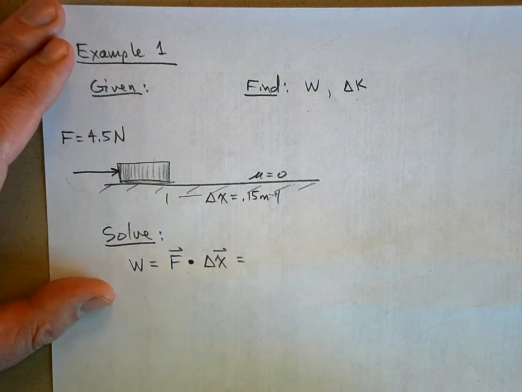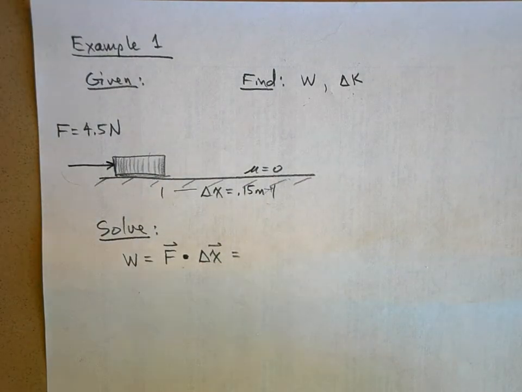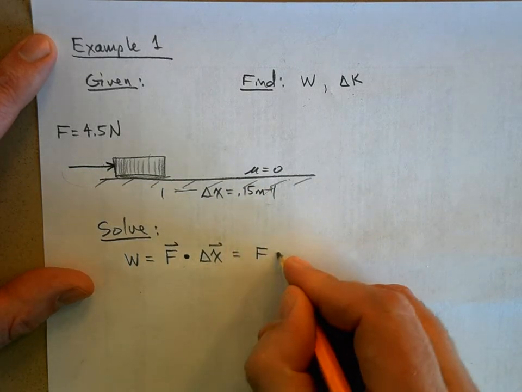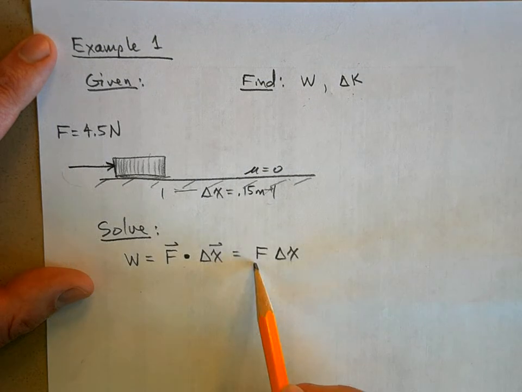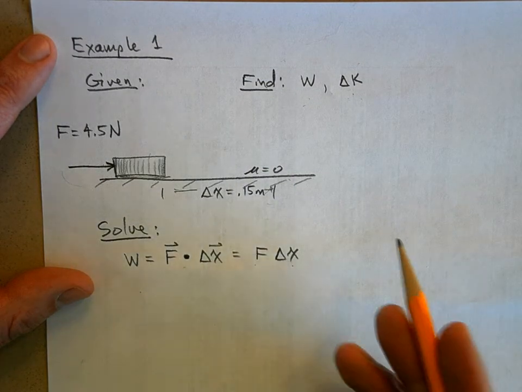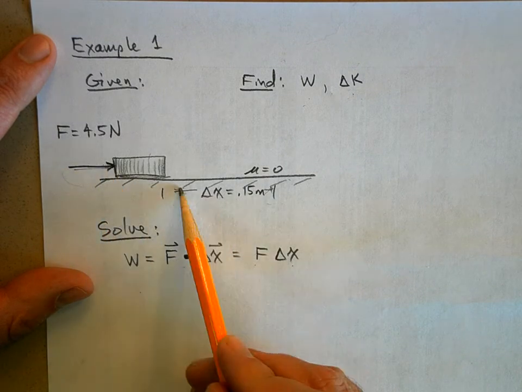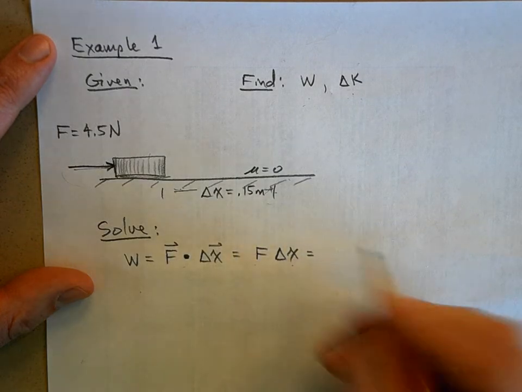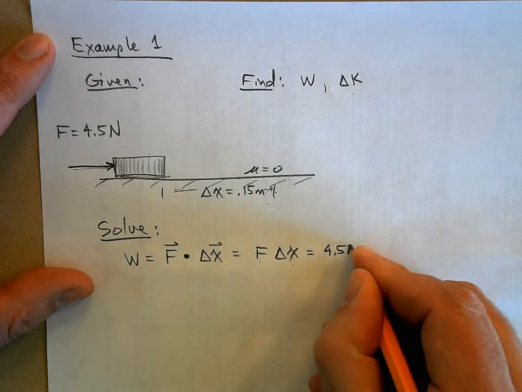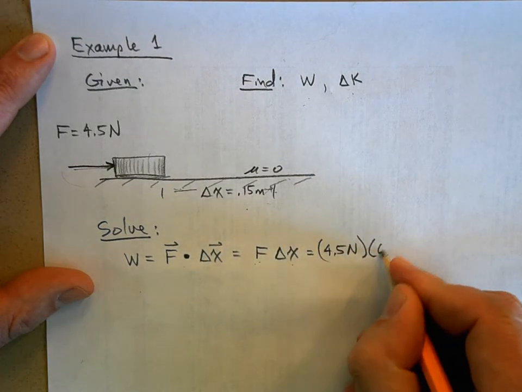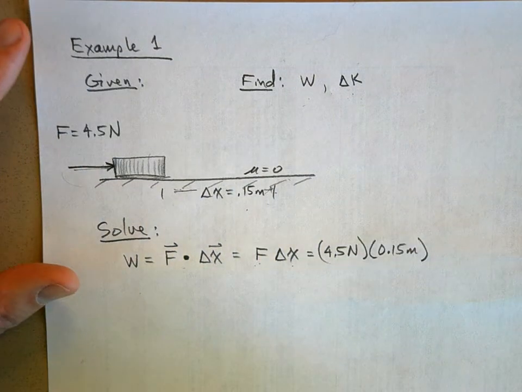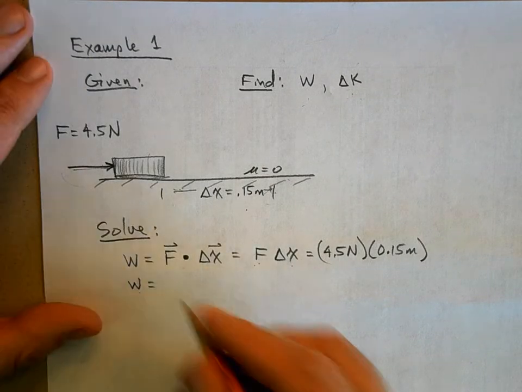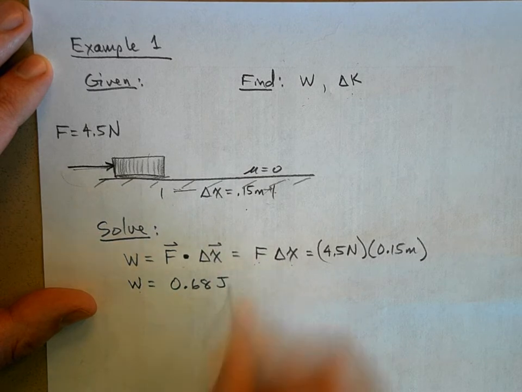Now I put the dot in there just to be thorough, but you can see that the force and the displacement are in the same direction. So this just becomes force times displacement. The magnitude of the force times the magnitude of the displacement times the cosine of the angle between them. But what's the angle between to the right and to the right? 0. And the cosine of 0 is 1. So this is just 4.5 newtons times 0.15 meters. And when you plug that into your calculator, if you round it off, you should get 0.68 joules.